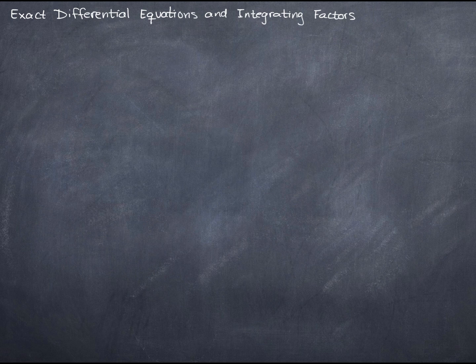Let's take a look at the equation (3x squared y plus 2xy plus y cubed) plus (x squared plus y squared) times y prime equals 0. At first glance, this looks like it might be an exact differential equation, if this is our M and this is our N, but we have a way of testing that. So let's go ahead and do that first.